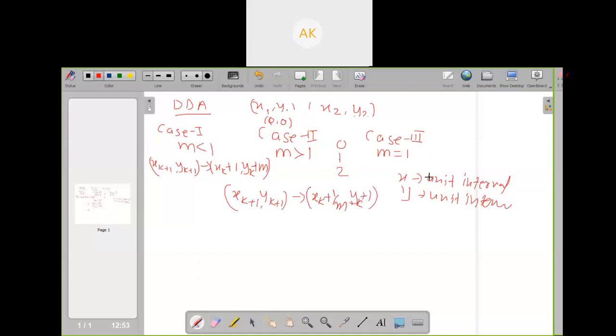Okay, when m equals 1, means your slope is 1, then the next point xk plus 1, yk plus 1 will be xk plus 1, yk plus 1. So the simple 3 cases in DDA: when m less than 1, m greater than 1, m equals 1. When m is less than 1, you move unit interval in x-axis. When m is greater than 1, you move in unit interval in y-axis. When m equals 1, then you move in both the axes at unit interval.